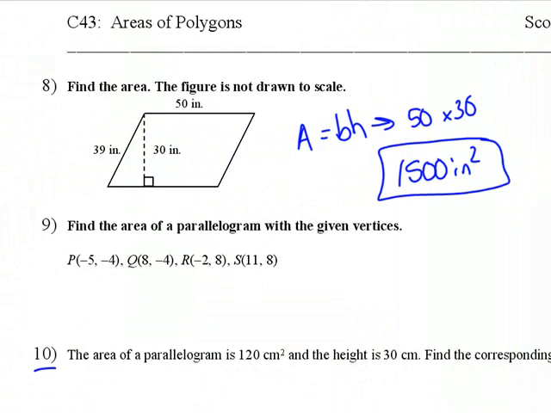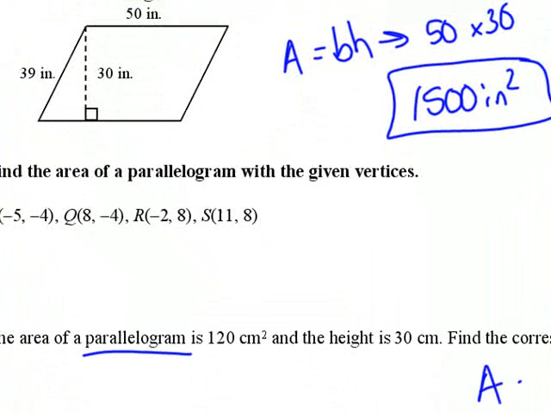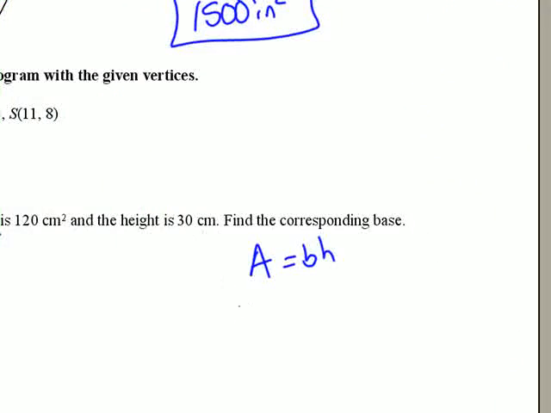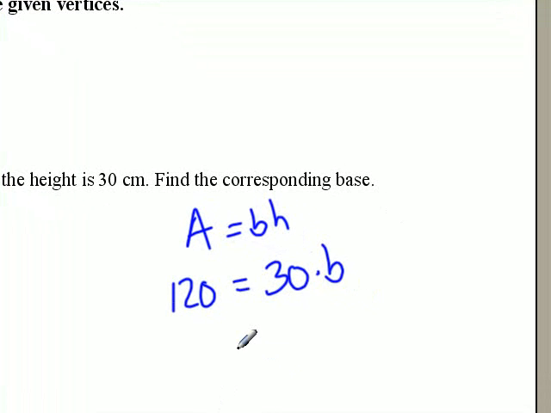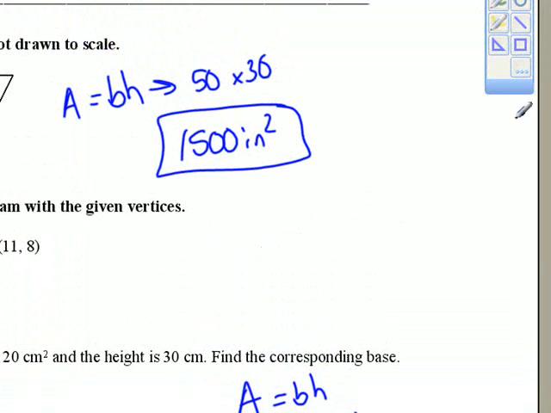Let's do this one next, and then we'll do number 9 because it's going to take more. This is a parallelogram. We know the area equals base times height. We know the area is 120. We know the height is 30. So how do we find the base? Just divide. So the base comes out to be 4 centimeters.